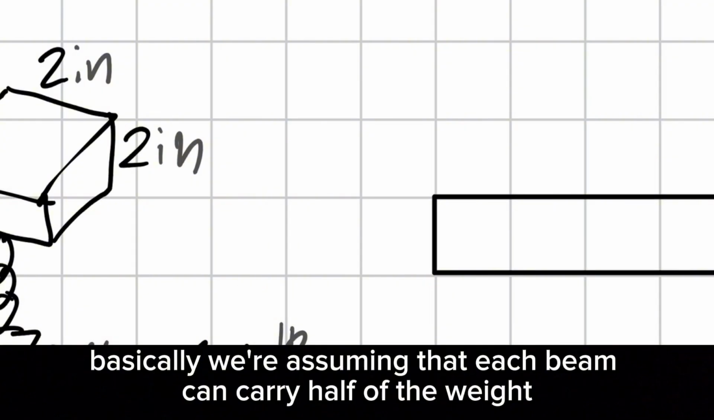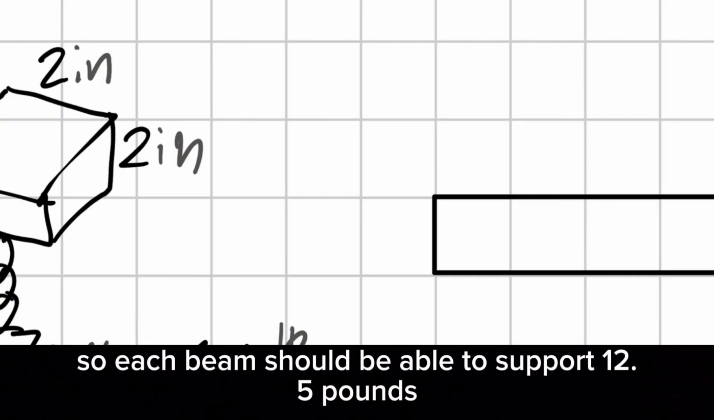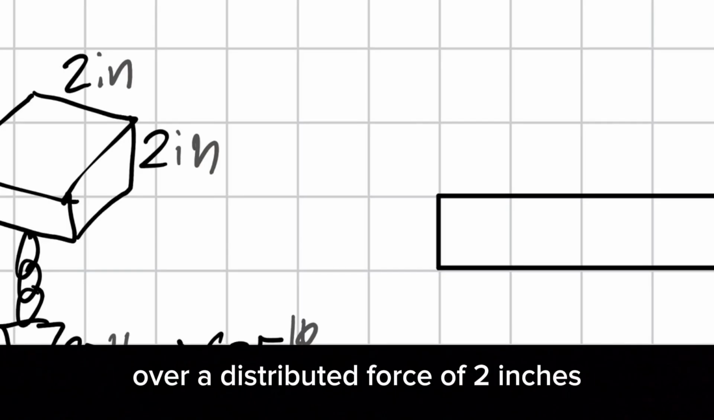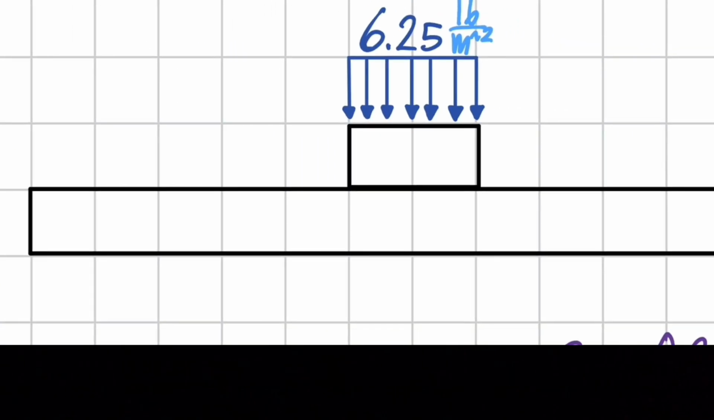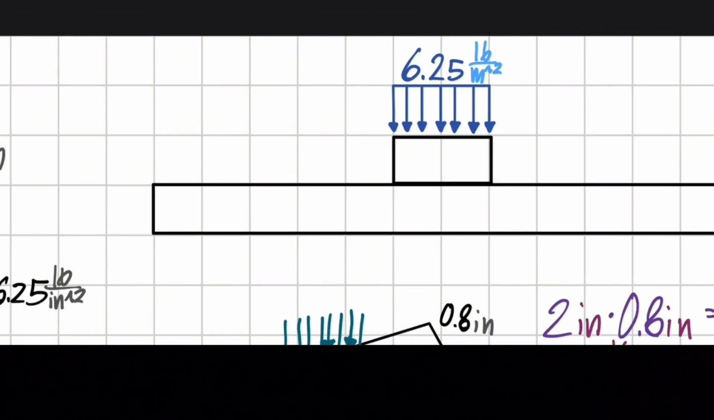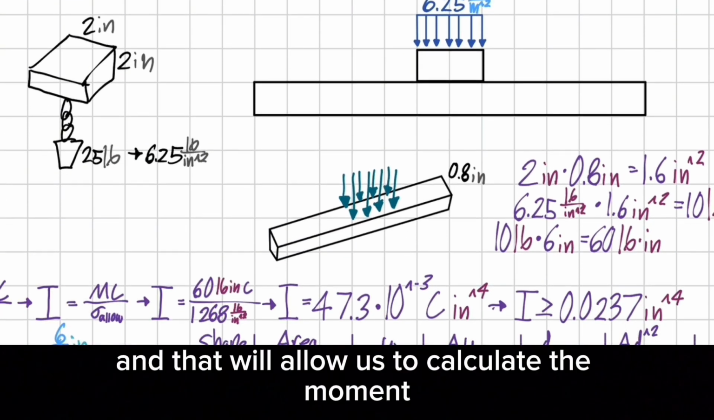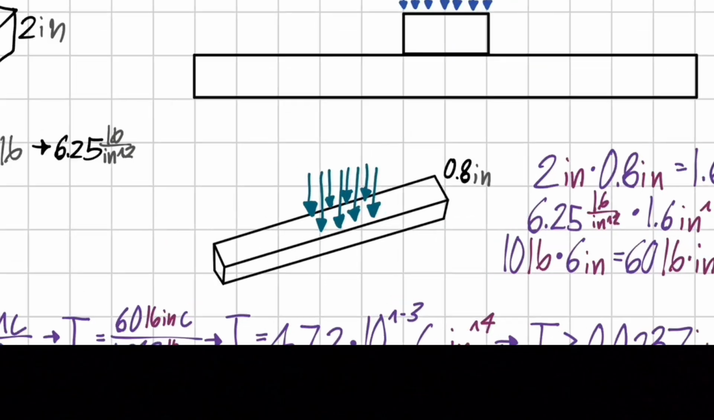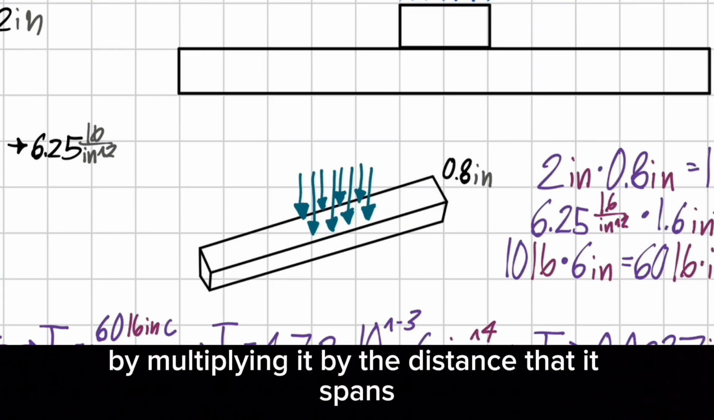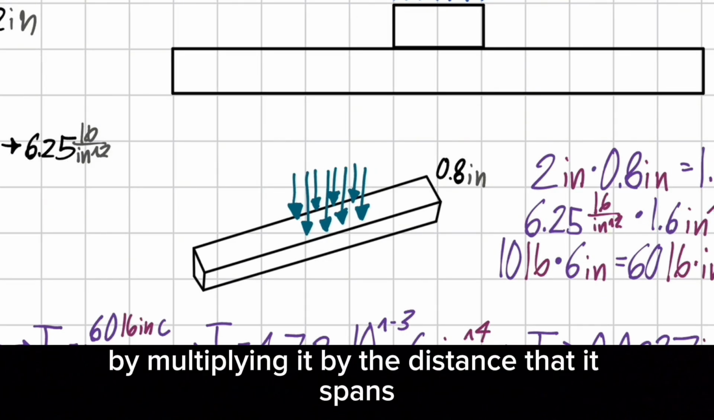Basically, we're assuming that each beam can carry half of the weight. So each beam should be able to support 12.5 pounds over a distributed force of 2 inches. Forget that, it should be inches squared. And we just divide 12.5 in half to get 6.25 as our distributed force. That will allow us to calculate the moment, because for a distributed force, we can find the concentrated force by multiplying it by the distance that it spans.